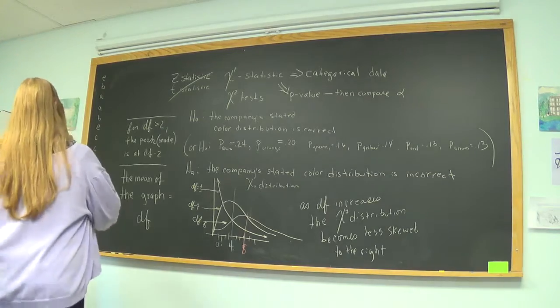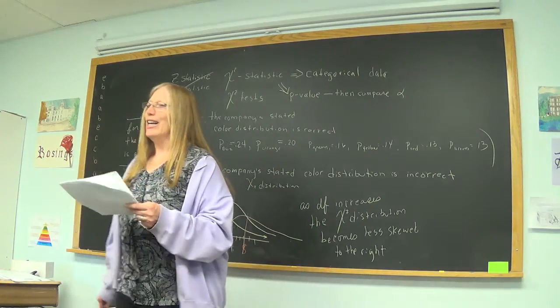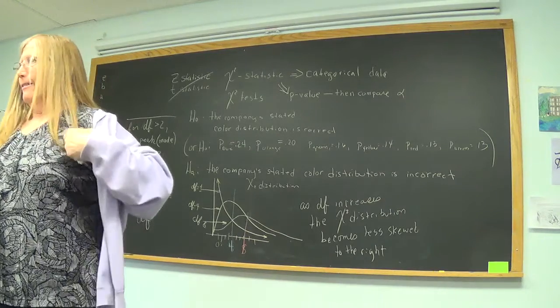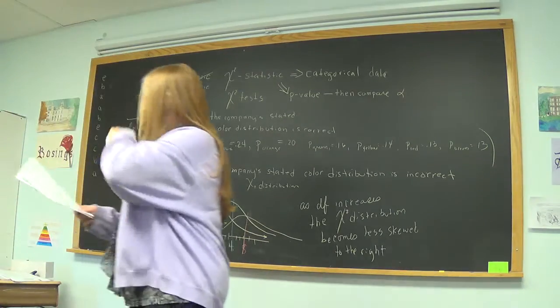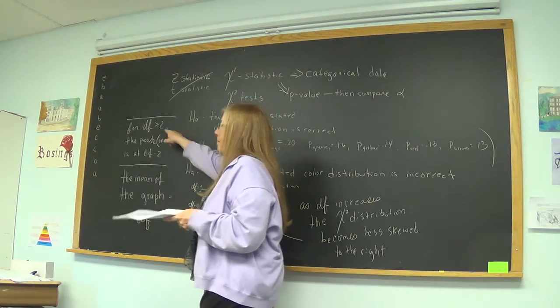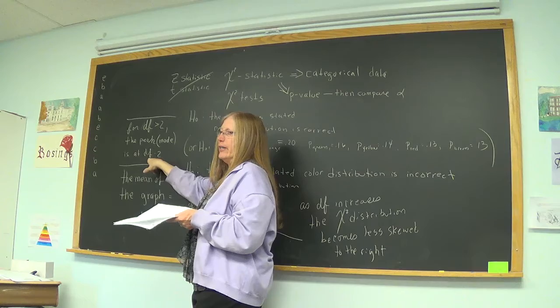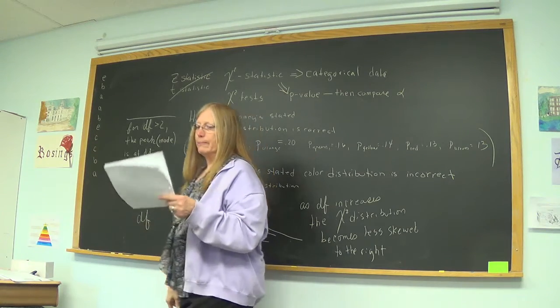What do you do with less than 2? It doesn't work. I don't know how you find the mode; that little formula is not the way. Degrees of freedom, should it be less than 2 or greater than 2? When degrees of freedom are greater than 2, then the peak is found at whatever the degrees of freedom is minus 2.